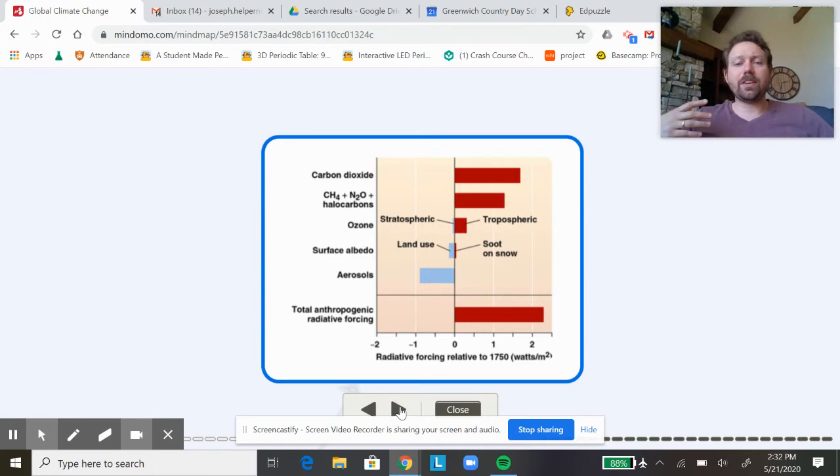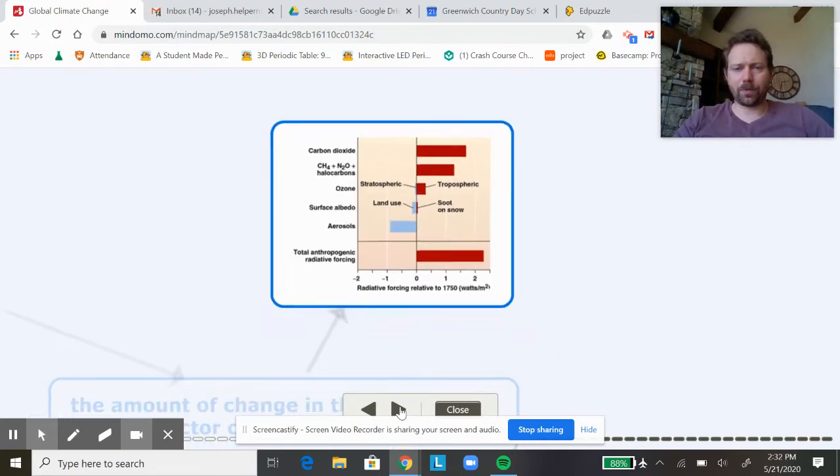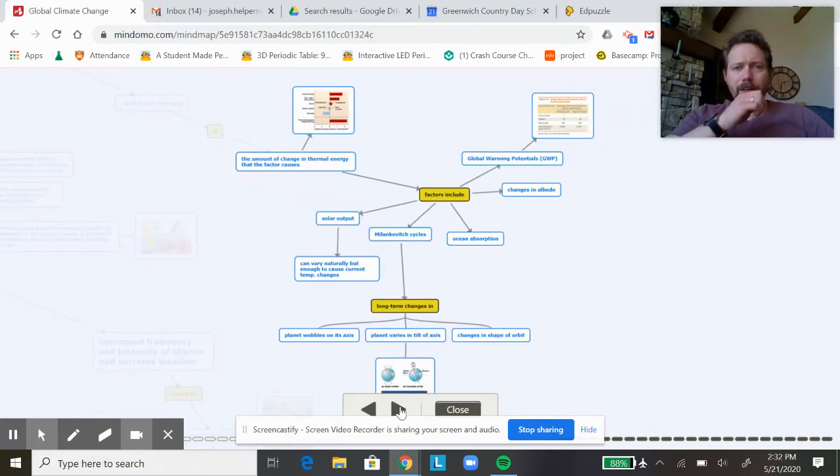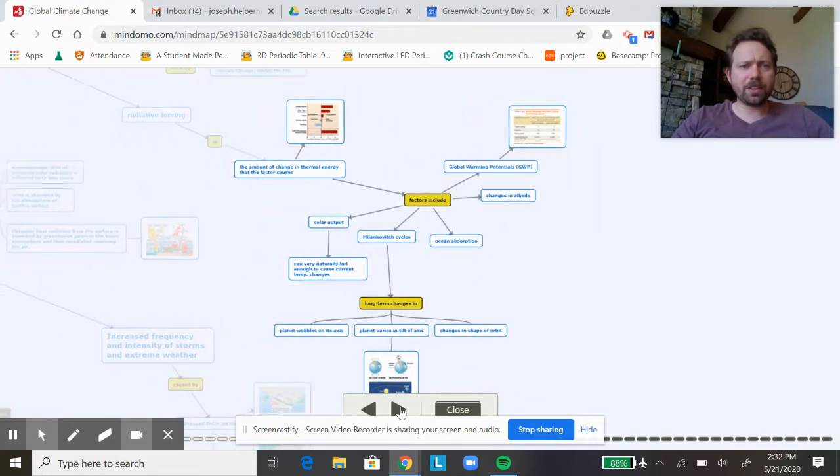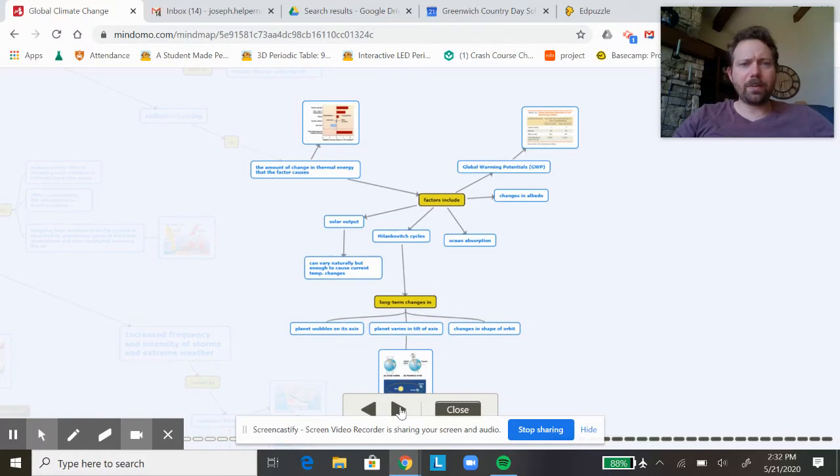We can see that there's a forcing for each one of these. And carbon dioxide is the biggest one, as you can see there. It's the biggest red bar. What that means is that it has the most impact on temperature.